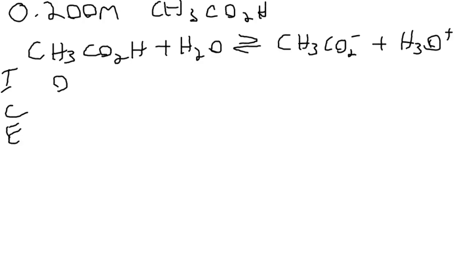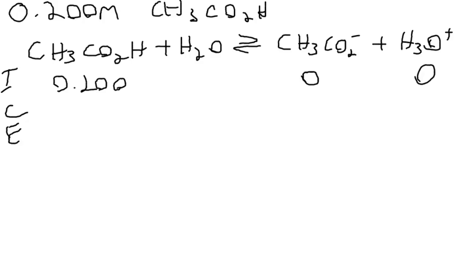So we know initially we have 0.2 molar. We can ignore the water. Remember, water doesn't appear in the equilibrium expression. It essentially doesn't change. And before that dissociates, we will have no acetate and no H3O+. The change has to go forward.